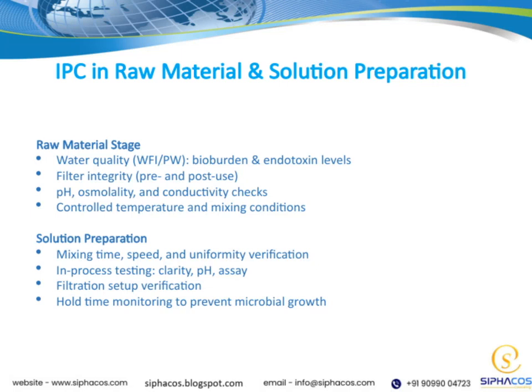Now, let's take a closer look at the raw material stage. First, we need to ensure the water quality, whether it's water for injection or purified water, meets strict standards. That means checking bioburden and endotoxin levels to prevent contamination early on. Next, we verify filter integrity both before and after use to make sure our filtration system is reliable and effective. We also perform pH, osmolality, and conductivity checks to confirm the water's chemical properties are within acceptable ranges. Additionally, controlling temperature and mixing conditions during this stage is crucial to maintain consistency and prevent any microbial growth.